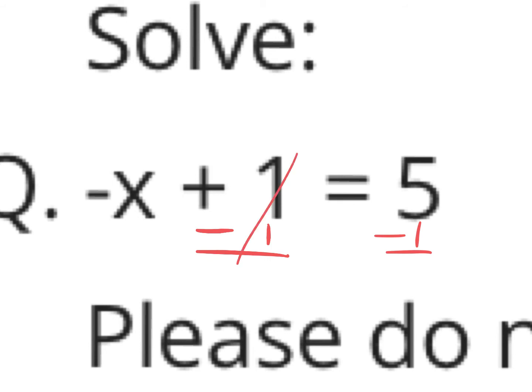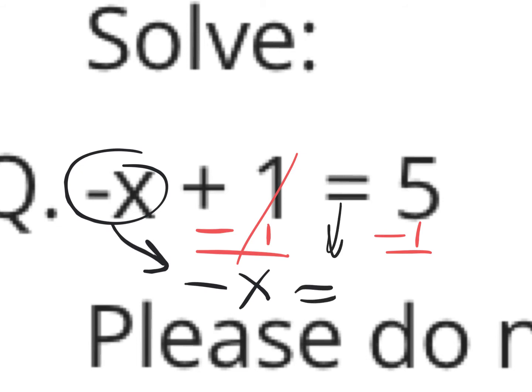So what do we have left? This 1 minus 1 cancels out. We do have a negative x left over, right? That just came down. The equal sign also comes down. So you have negative x equals 5 take away 1 is 4.